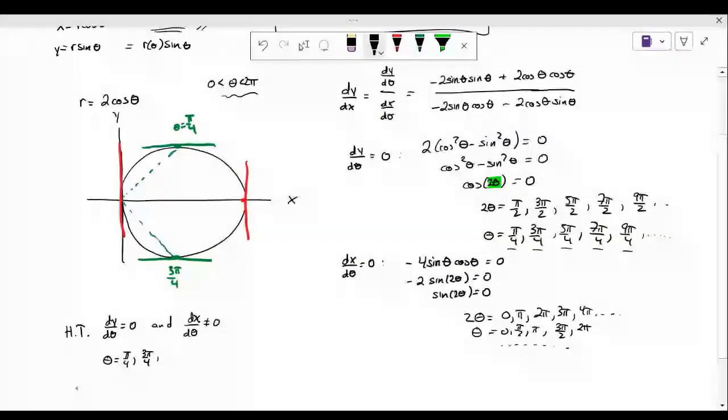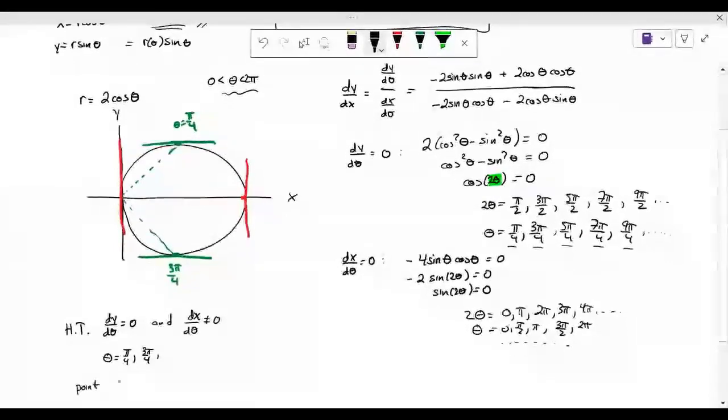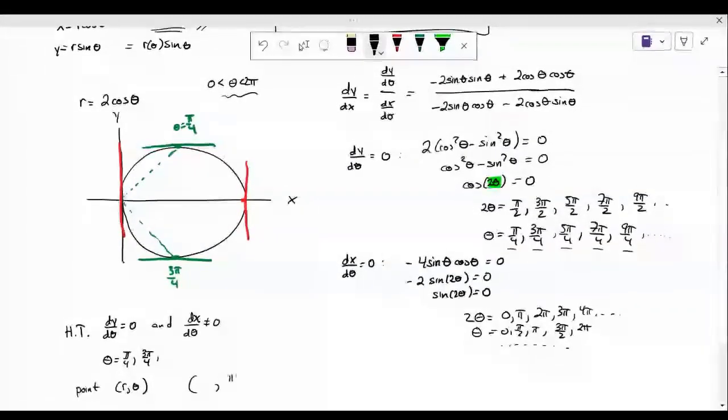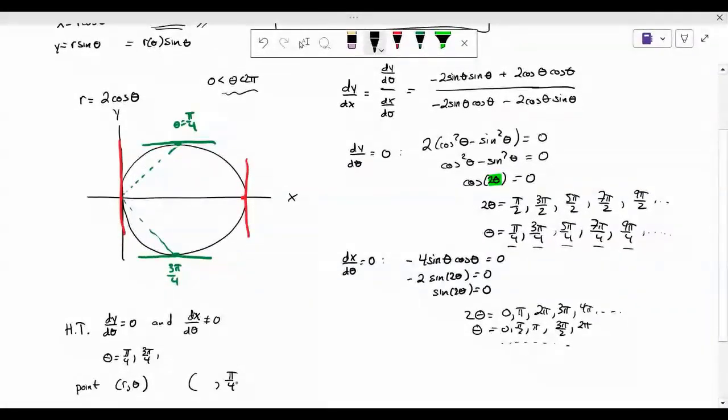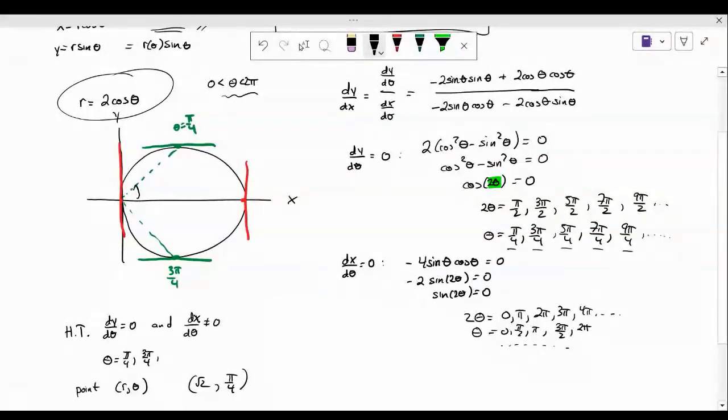And what if they wanted the point where you have the horizontal tangents in r theta form? How would we do that? Well, we know theta. And r we can find because we have an equation that tells us what r is in terms of theta. So that would be square root of 2. So when theta is pi over 4, we would go out square root of 2 to get to this point.